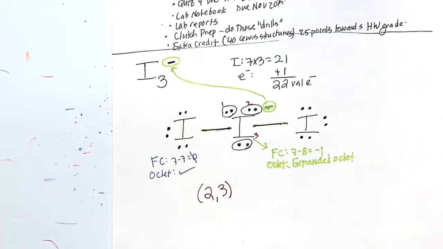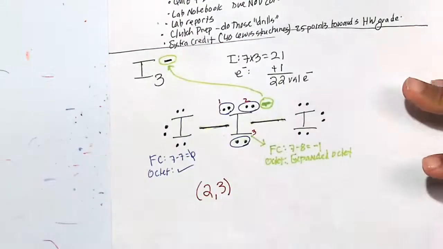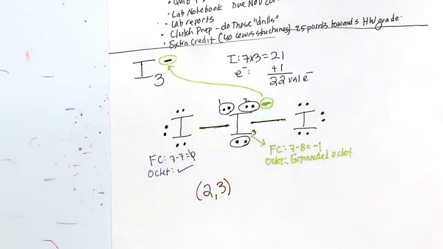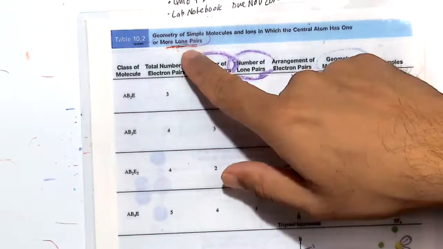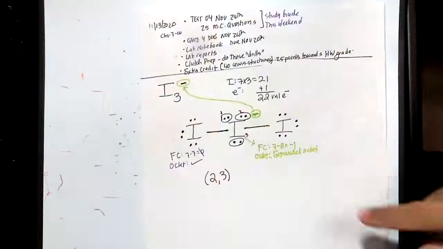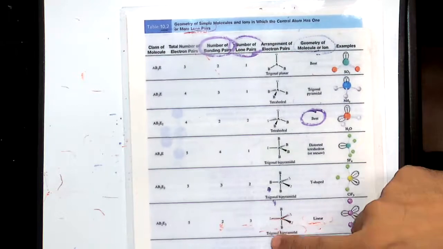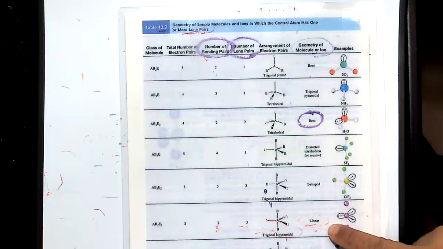Get table 10.2 out. Let's see if I have table 10.2 here. Okay, so here we're going to get table 10.2. All right, so table 10.2 is the situation where you have lone pairs, right? And here we've got actually 3 lone pairs. 2 bonds, 3 lone pairs. This is linear. Okay, the molecule geometry is linear.